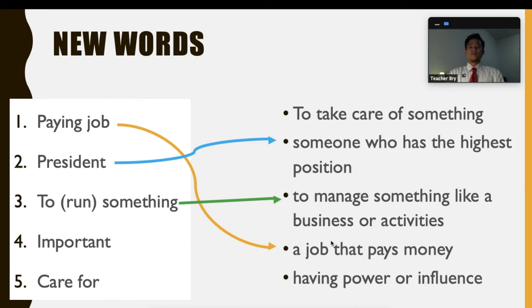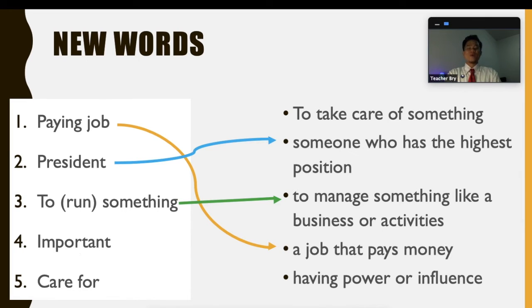So for example, I run a restaurant. So it means I manage a restaurant. I run a department store. So it means I manage a department store. Or I can also say I run an event, which means I manage an event like running. So I run a running event. I manage a running event.